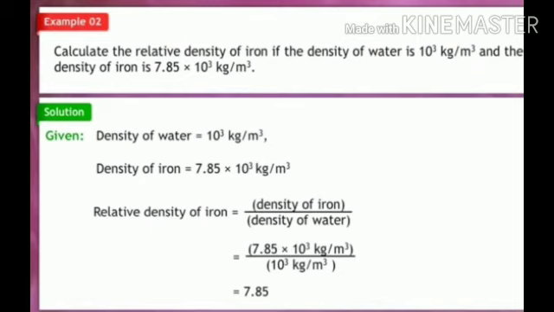Now substitute the value here, which is equal to 7.85 into 10 raised to 3 kg per meter cube divided by 10 raised to 3 kg per meter cube. Now dear students, here 10 raised to 3 and 10 raised to 3 will get cancelled. Kg per meter cube also will get cancelled. Now our answer is 7.85. As we know that relative density is unitless, therefore here no unit is there. That means relative density of iron is 7.85 only.